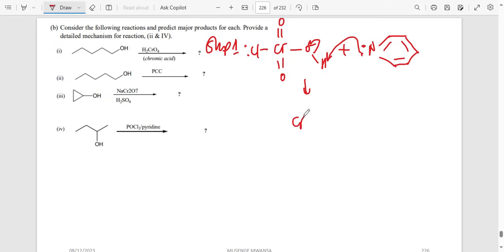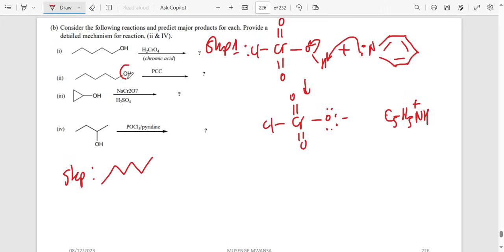And then we have formed Cr double bond to oxygen, double bond to oxygen, and then we have a single bond here. This compound has a negative charge, and then we have a Cl here, and then we have formed our pyridine. I can also write pyridine like this. In the next reaction, that is going to be step 2, we can now use our alcohol which was given.